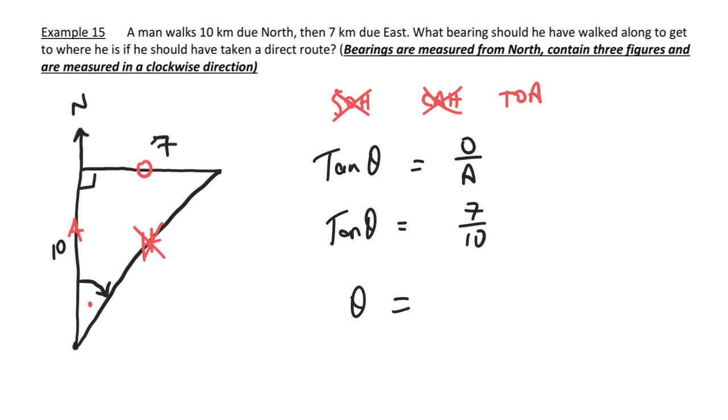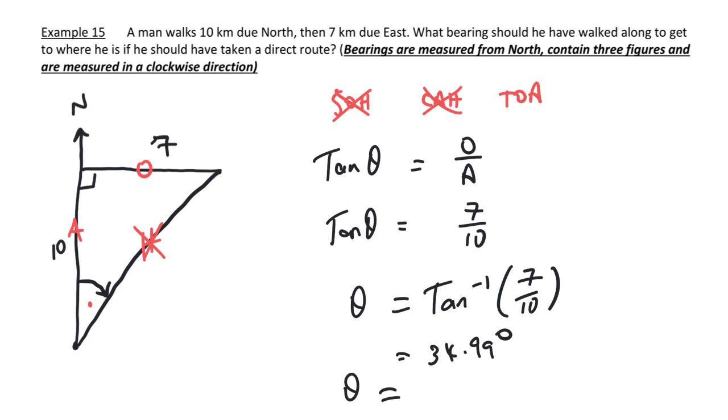Theta, so we can't divide by tan, we do the inverse tan, so tan to the minus 1 of 7 over 10. And using our calculator, we do the second function, or the shift of tan, 7 over 10, we get 34.99 degrees. So the bearing then that the man would have had to have walked on would be 0, 3, 5 degrees, rounding to the nearest degree.